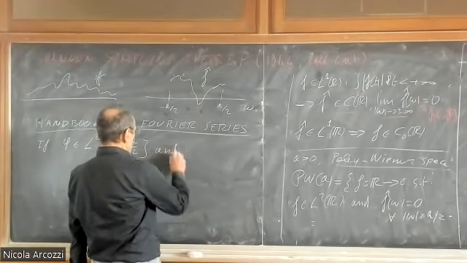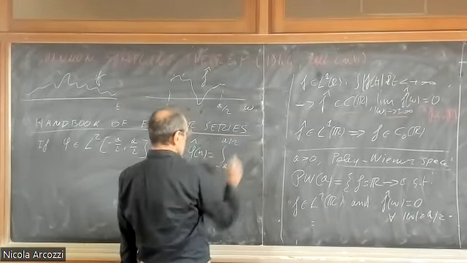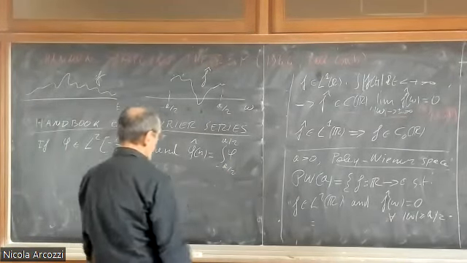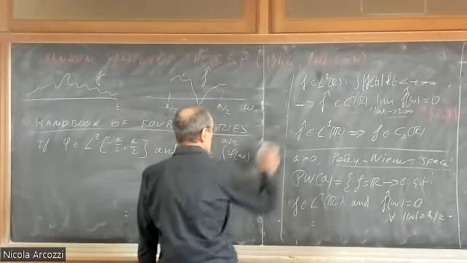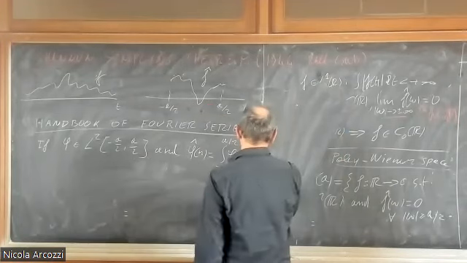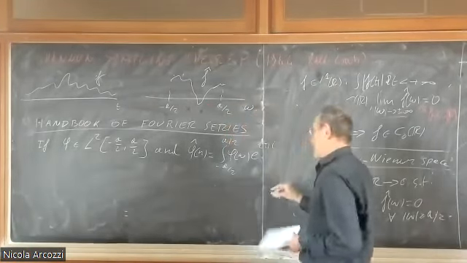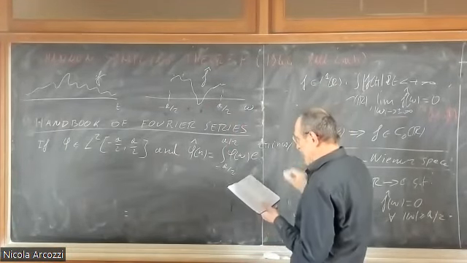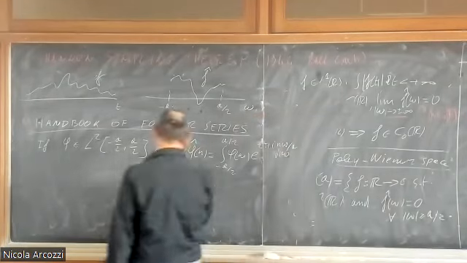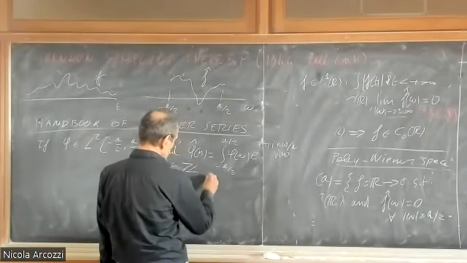I define phi hat of n as the integral between minus A/2 and A/2 of phi of omega, here I'm thinking of the variable as a frequency, times e to the minus 2 pi i n omega over A, d omega, where n is an integer. So this is the nth Fourier coefficient.